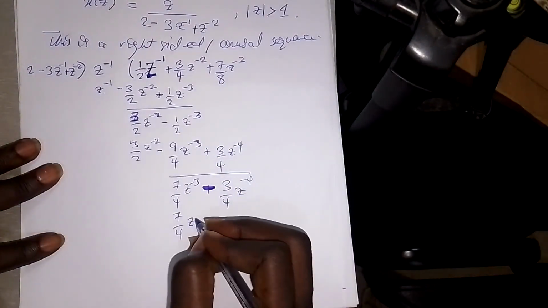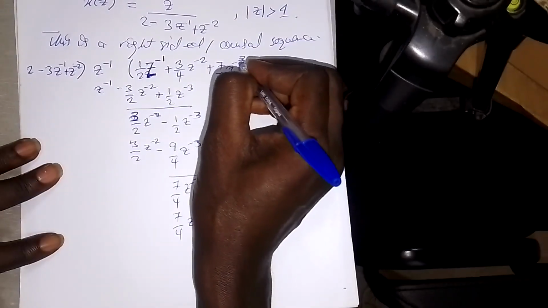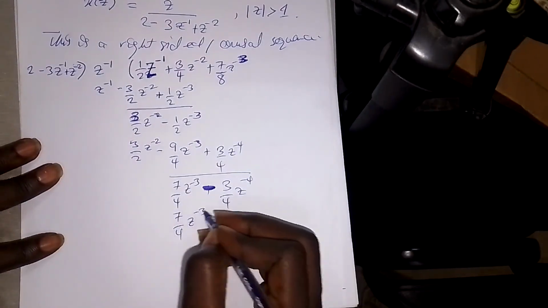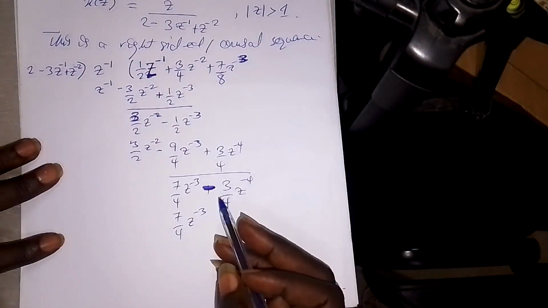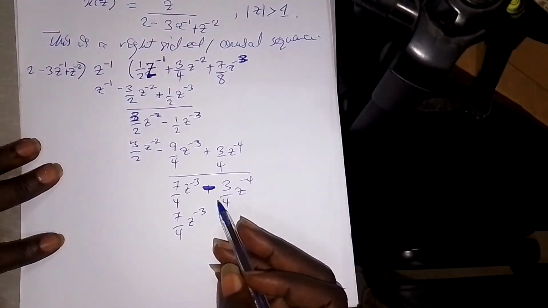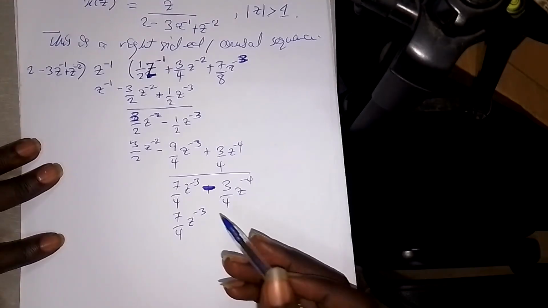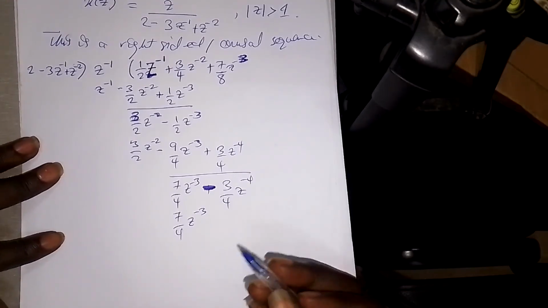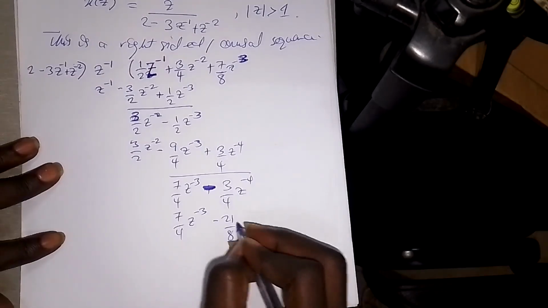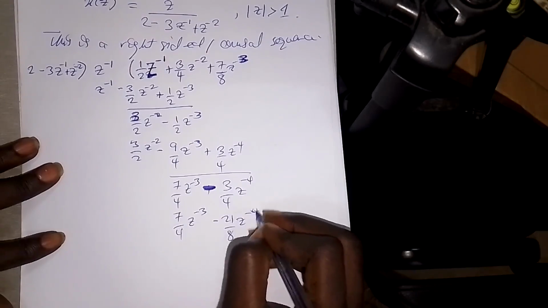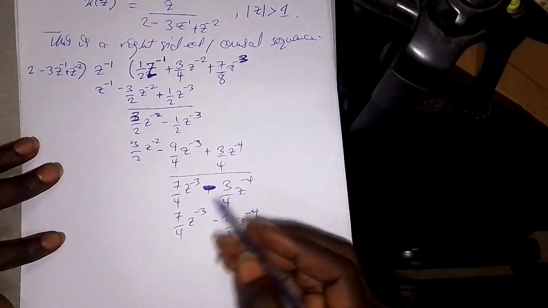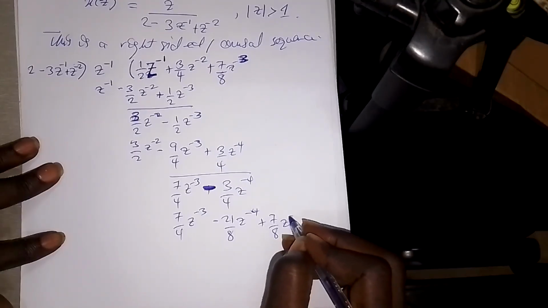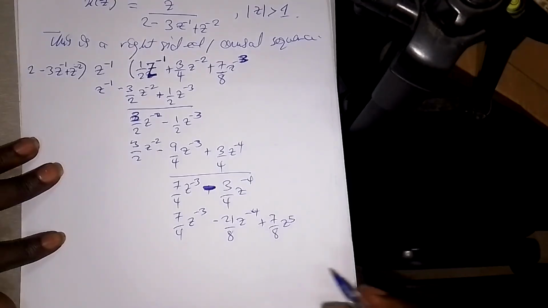Into z exponent here is minus 3. Then you multiply it with this one. What will you get? Okay, so here you're going to get 21 over 8, minus 21 over 8. Okay, that is what you're supposed to get. So you get minus 21 over 8 into z exponent minus 4. Then this one times this, what do you get? You get plus 7 over 8 into z exponent minus 5. Okay, 7 over 8.